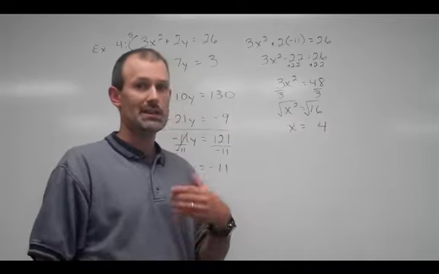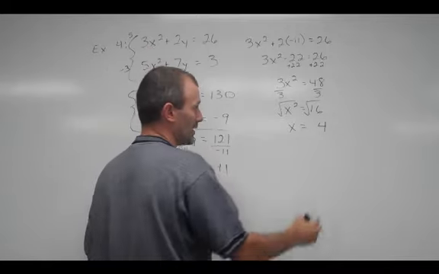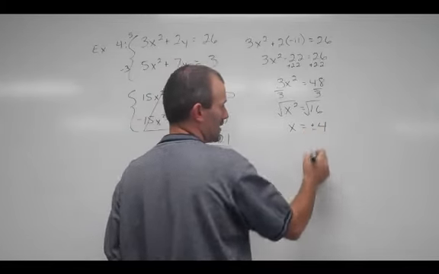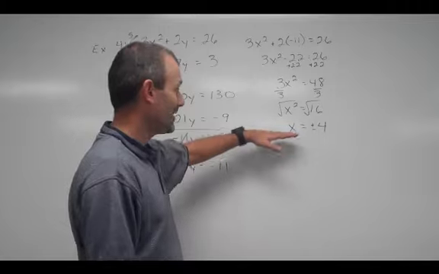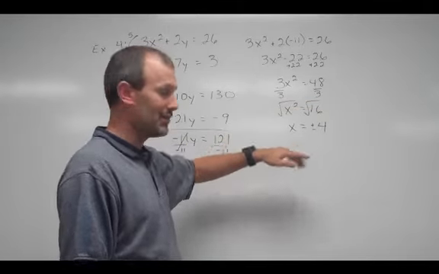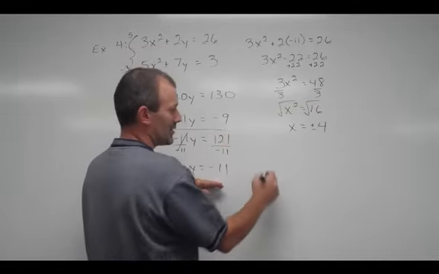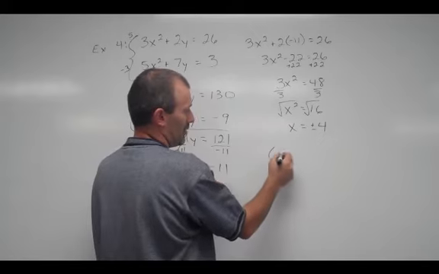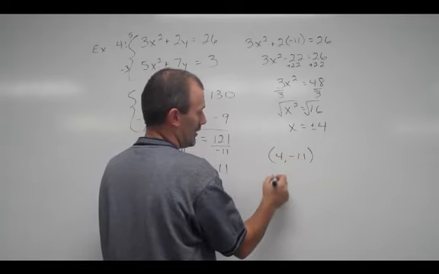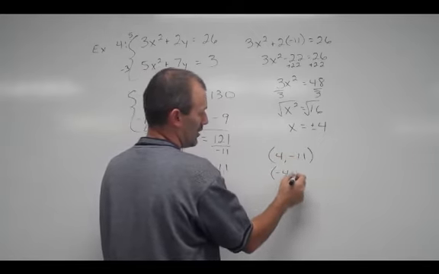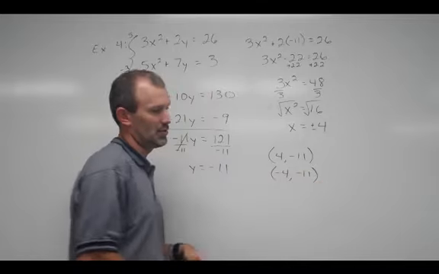But we have to remember, anytime we take the square root of both sides of an equation, we have to put in plus or minus. So x could be positive 4 or negative 4 when y is negative 11. So our answers are 4, negative 11, and also negative 4, negative 11. So we have two solutions.